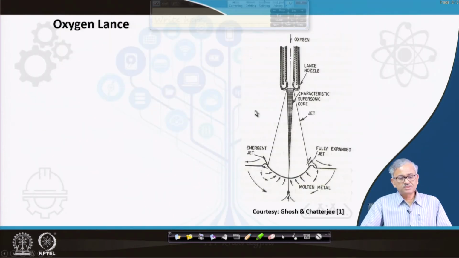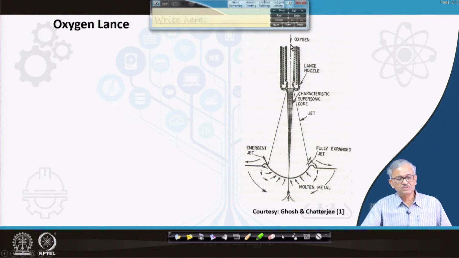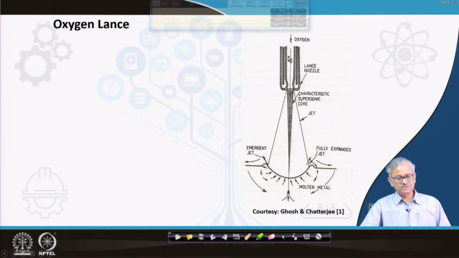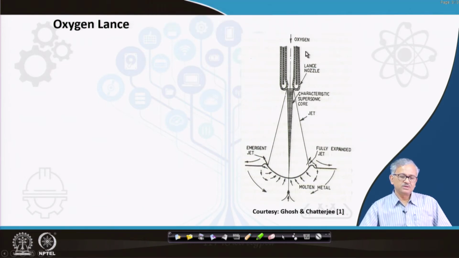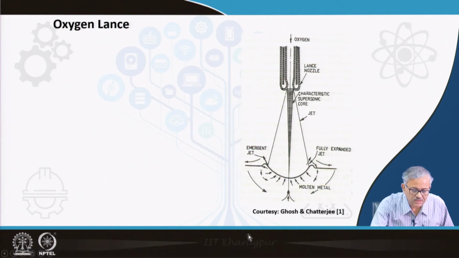Okay, now let us first discuss the oxygen lance. You can see this is the oxygen lance, and oxygen comes to this annular portion, and you can find here the cooling arrangement. Basically you have water flow, one inlet and outlet, such that the nozzle remains cool. Another feature is that the nozzle is special. It is not a cylindrical nozzle. You can find there is a convergent section and a divergent section.